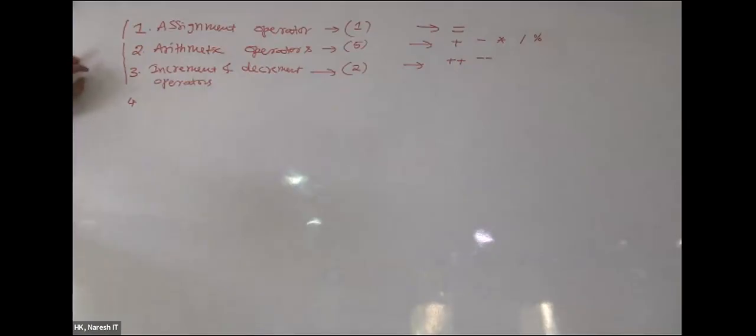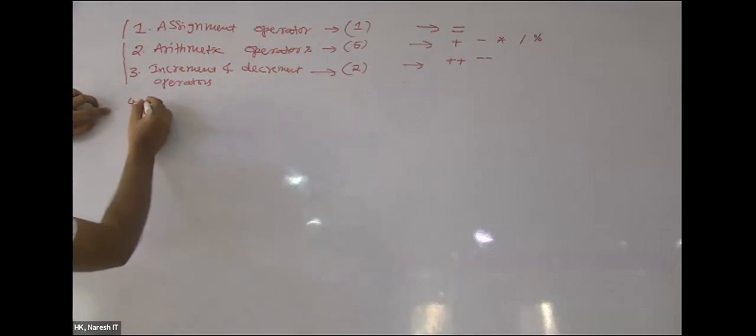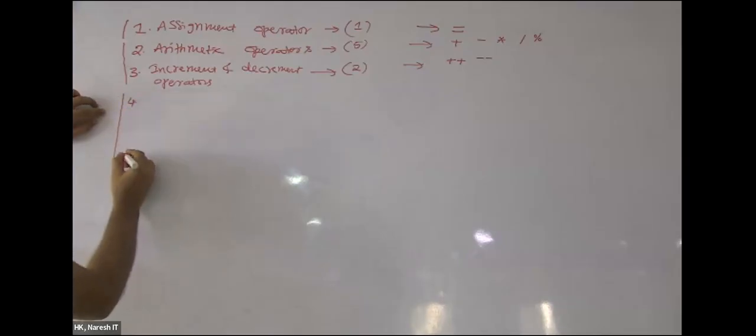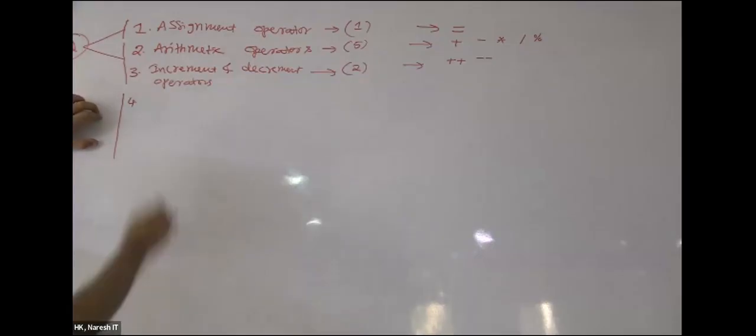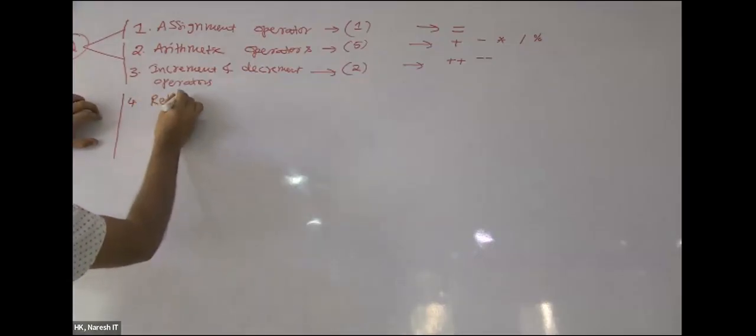Now I have a question. Either input or output may be wrong. I want to check whether the input is right or wrong, and whether the output is right or wrong. For that, the validation operators are started. What are they? Relational operators.